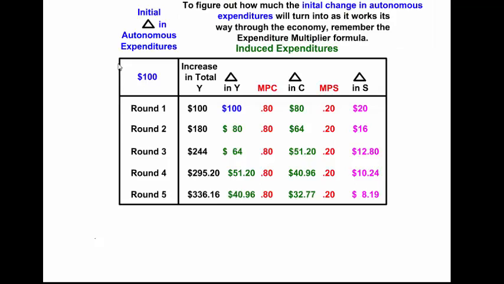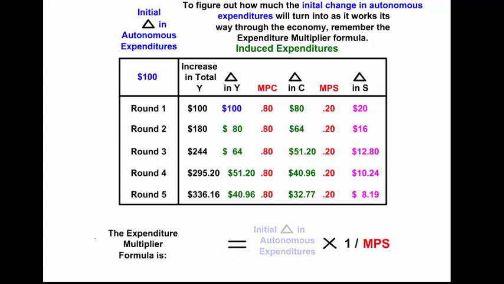To figure out how much this initial change right here turns into as it works its way through the economy, remember the expenditure multiplier formula. The formula again is the change in autonomous expenditures, so this is the initial change of $100, times 1 over MPS. So let's go ahead and see that again: 1 over MPS, which is the marginal propensity to save.